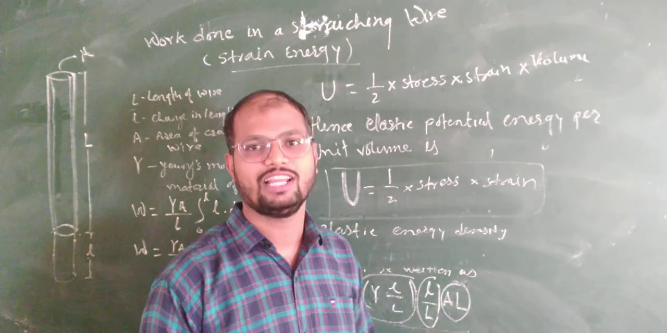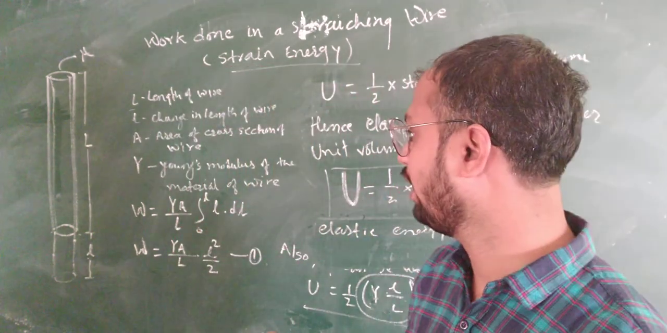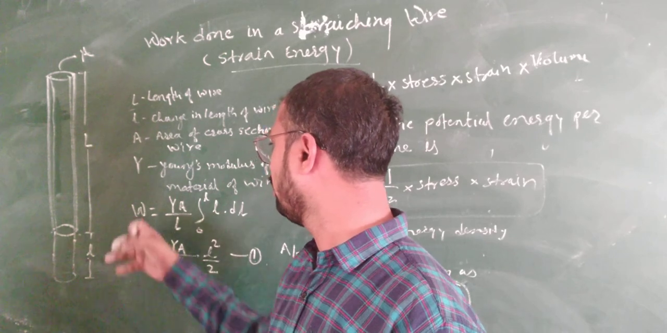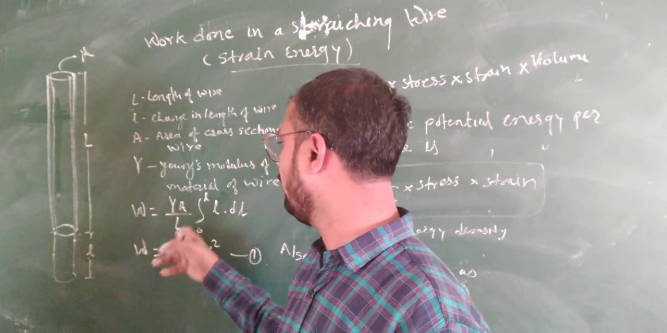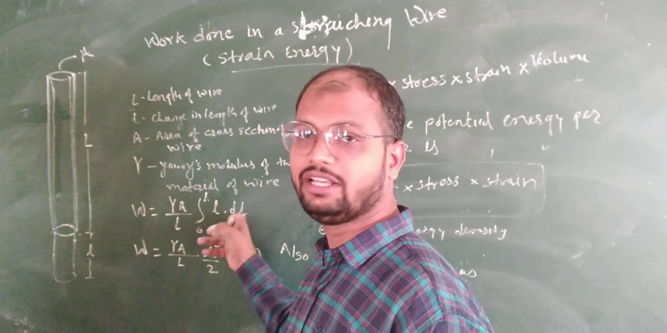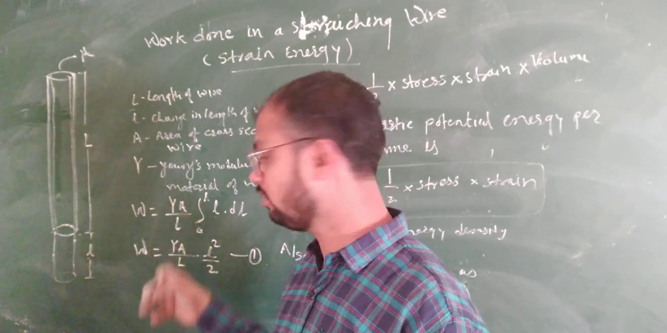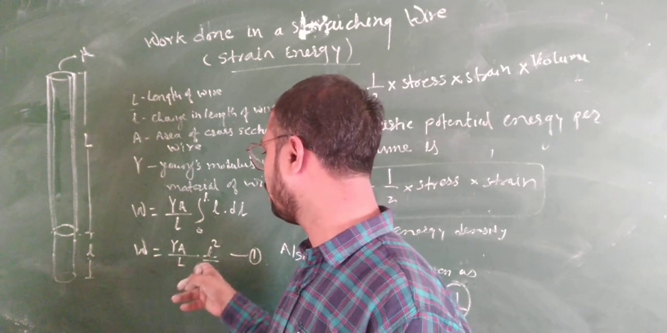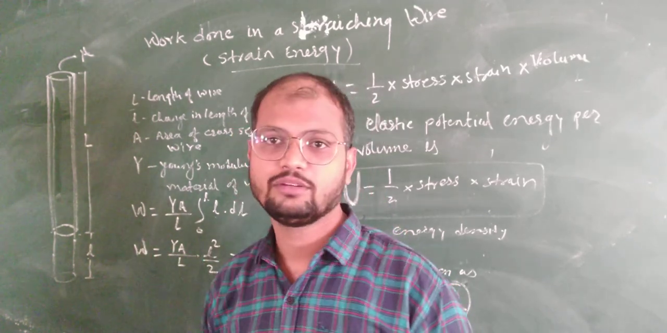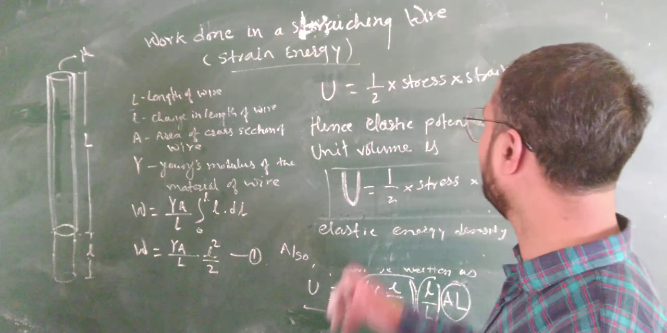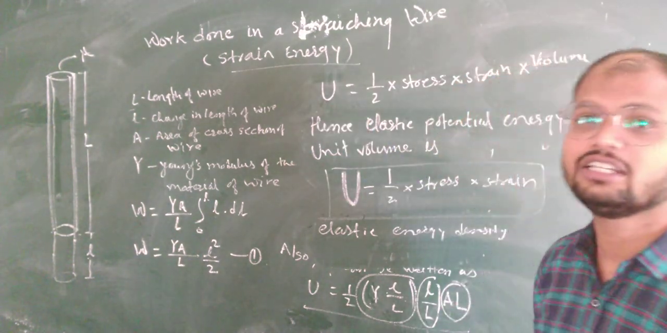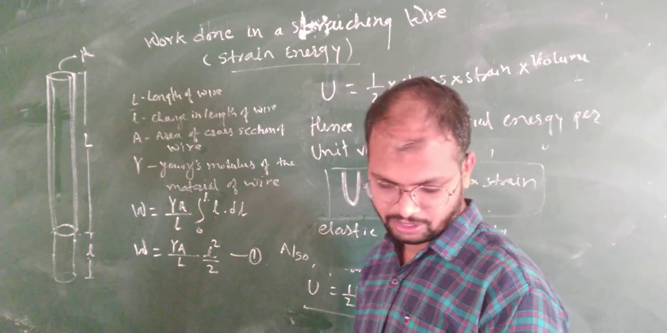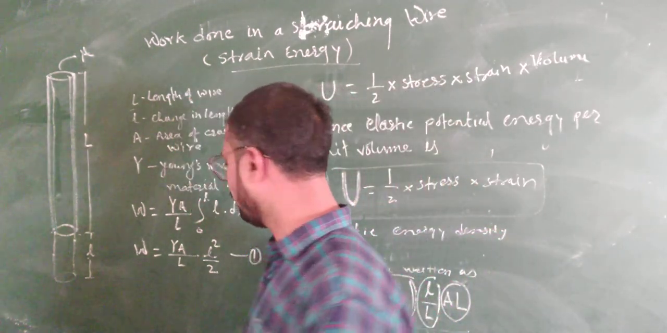So this is for a small extension. We have to take the complete work done. Therefore the total work done is W is equal to Y A upon L into the integral from 0 to l of l dl, because this quantity is constant. Integrating, we get work done is equal to Y A upon L into l square upon 2. But this total work done is nothing but the elastic potential energy, which is represented as U. So U is equal to A Y l square upon 2L.